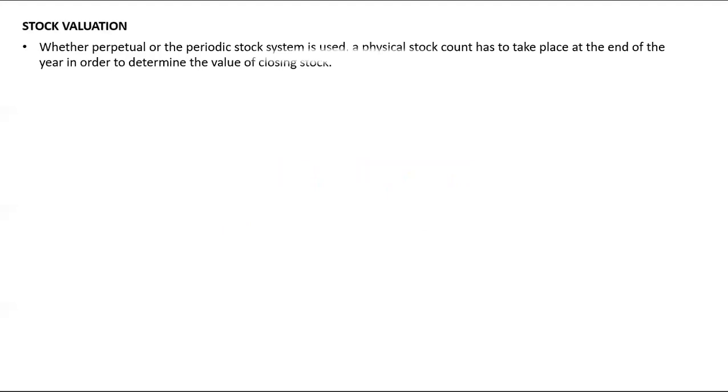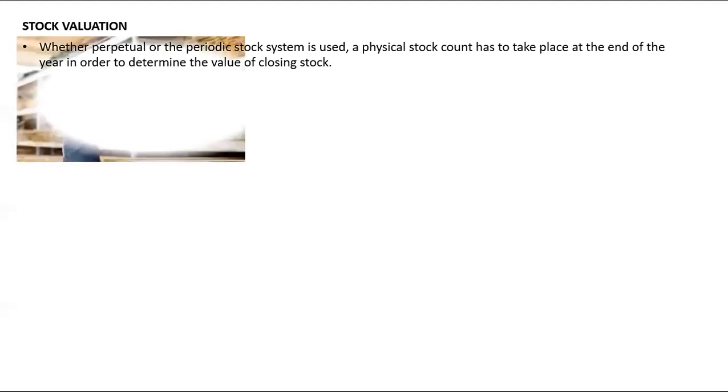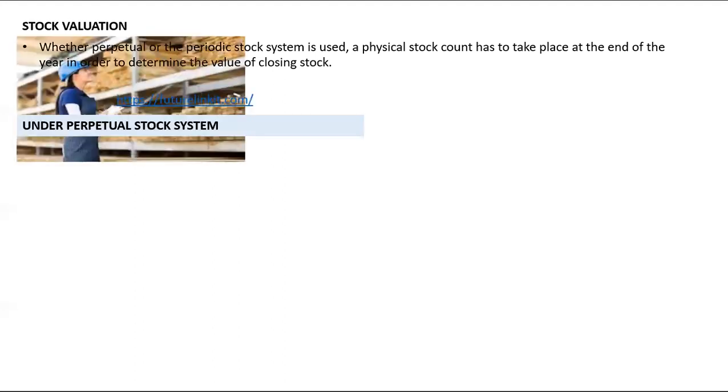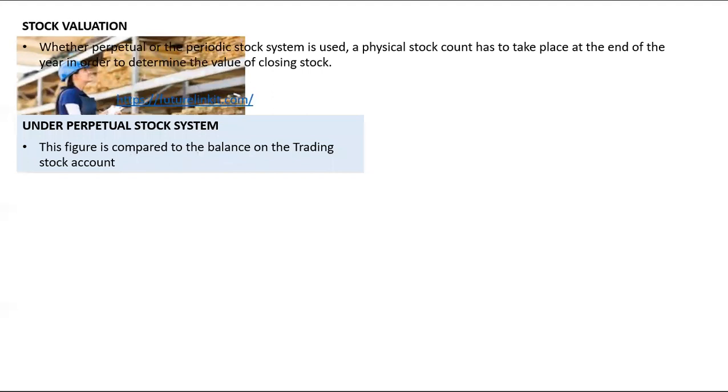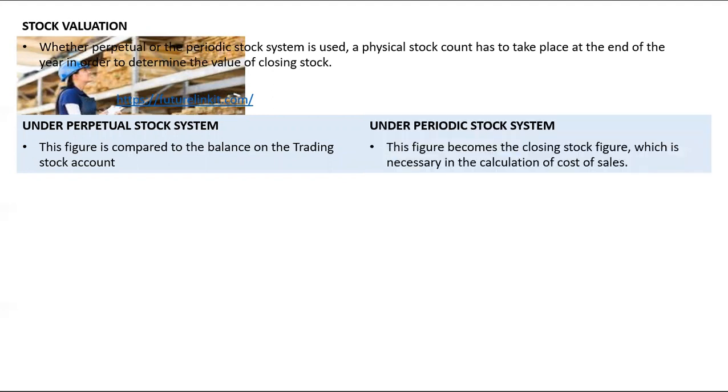Now, stock valuation. Whether perpetual or periodic stock system is used, the physical stock count has to take place at the end of the year in order to determine the value of closing stock, okay? Under perpetual system, this figure is compared to the balance in the trading stock account, and under periodic system, this figure becomes a closing stock figure, which is necessary in the calculation of cost of sales.